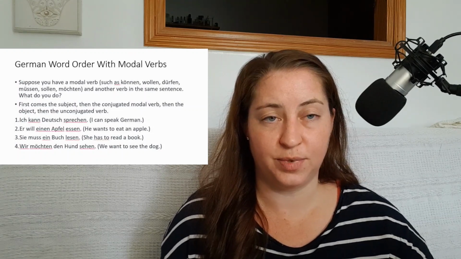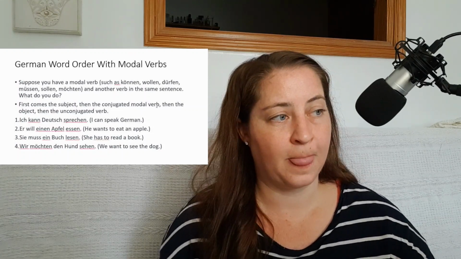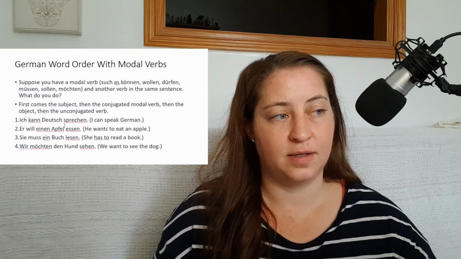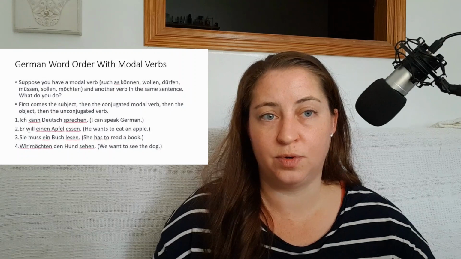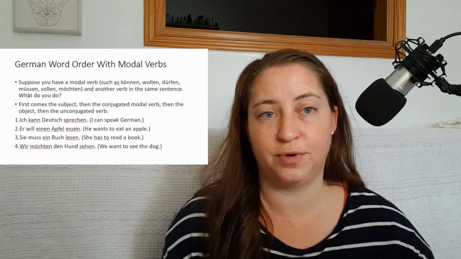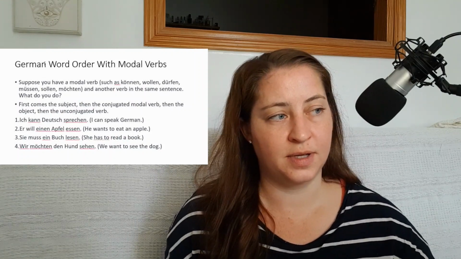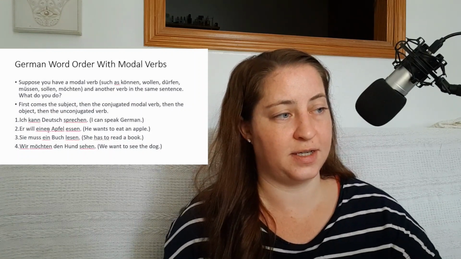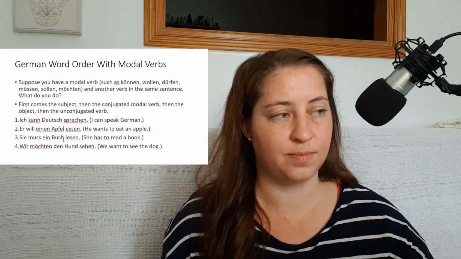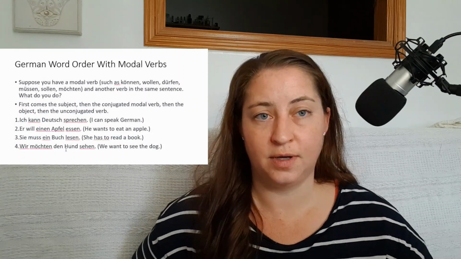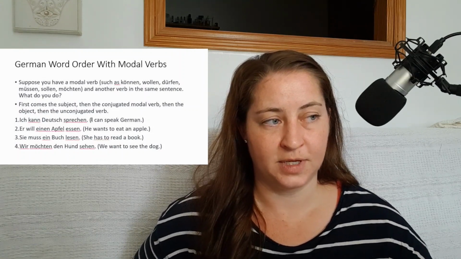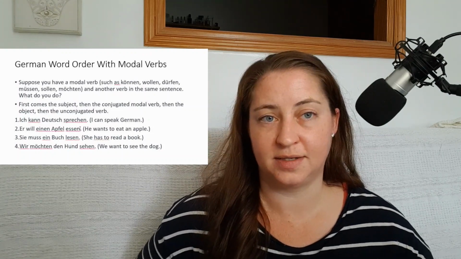Conjugate the modal verb. Then we're going to put the direct object. Deutsch, einen Apfel, ein Buch, den Hund. And then at the very end of the sentence, we're going to put the unconjugated verb. Sprechen, essen, lesen, sehen. In its infinitive form, so in its original form. And that's how we deal with the modal verbs with regular verbs together. Let's look at some of these example sentences.